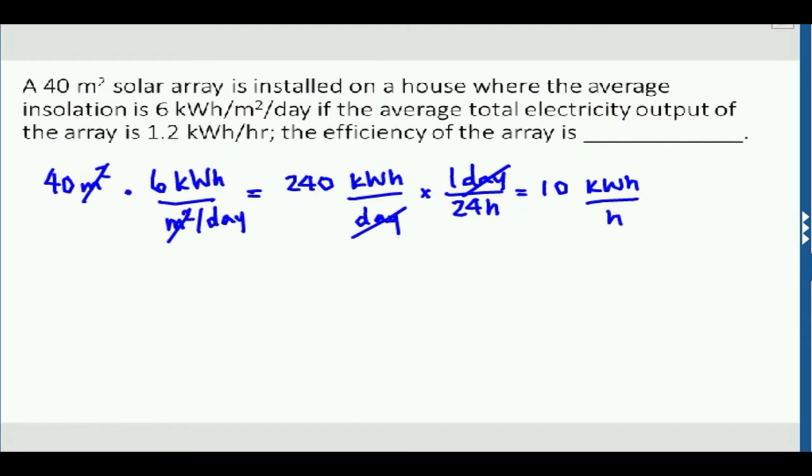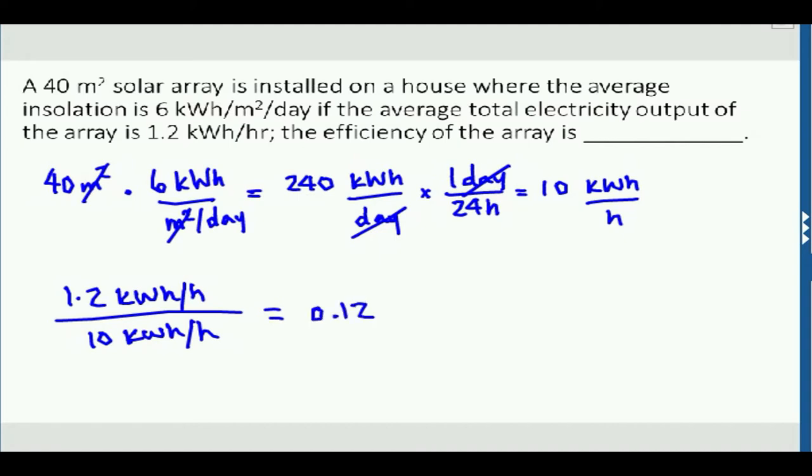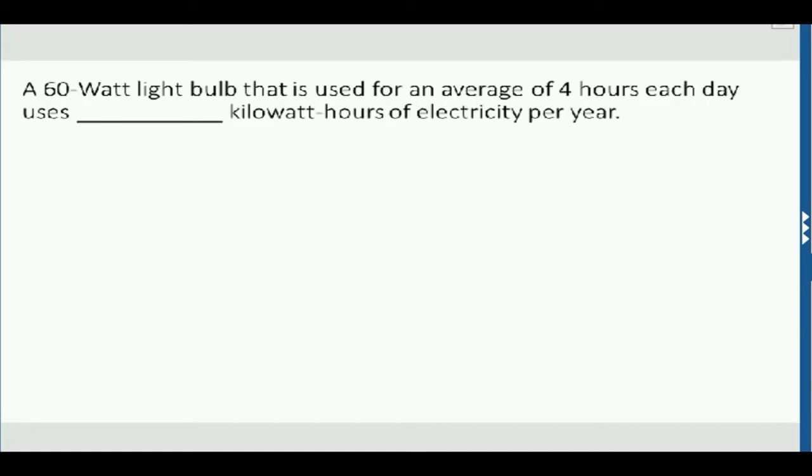Okay, so then you'll have 10 kilowatt hours is what you should get, right? But the average electricity is 1.2 kilowatt hours per hour. So we're going to take that 1.2 kilowatt hours per hour and we're going to divide it by 10. And that'll give us our efficiency. This will be 0.12. We'll multiply that by 100. That'll give us 12%. And so if this was an FRQ question, you would need to show all of this work in order to get all your points. So just keep that in mind.